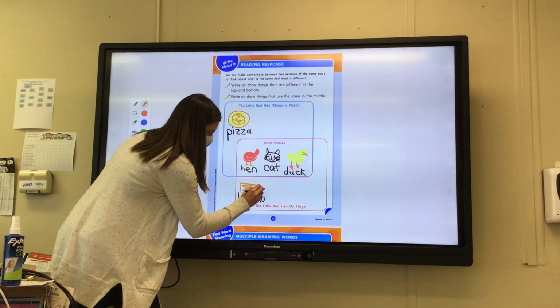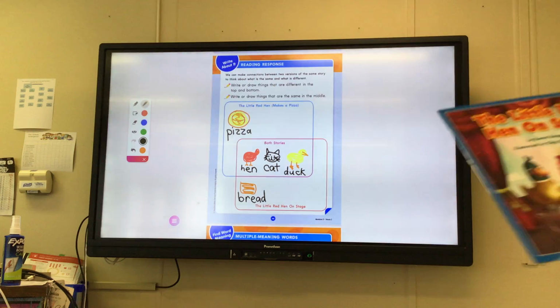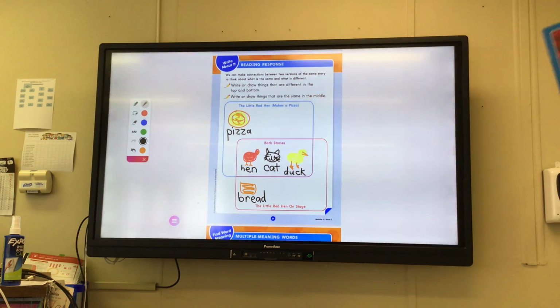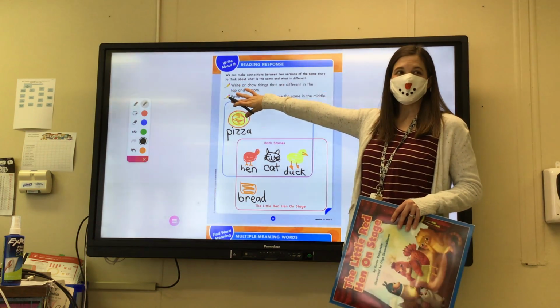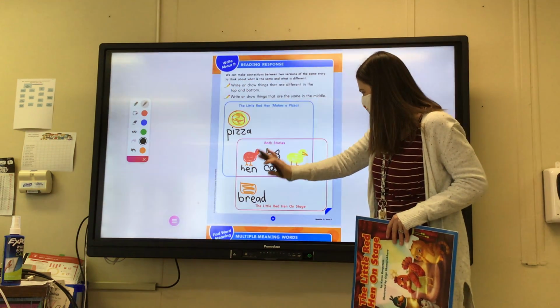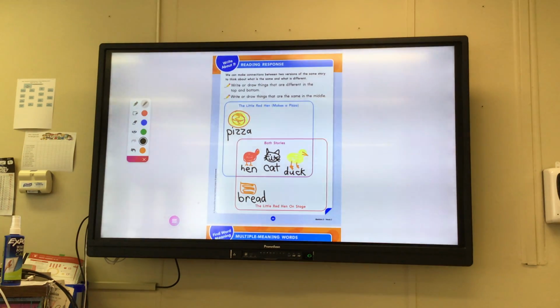B-R-E-A-D. That works too, because she sliced the bread, right? Slices of bread work too, because at the end they sliced it up. Okay, so those two things are different. The Little Red Hen Makes a Pizza, it's a pizza that she makes. And The Little Red Hen on stage, she bakes bread. All right, very good.